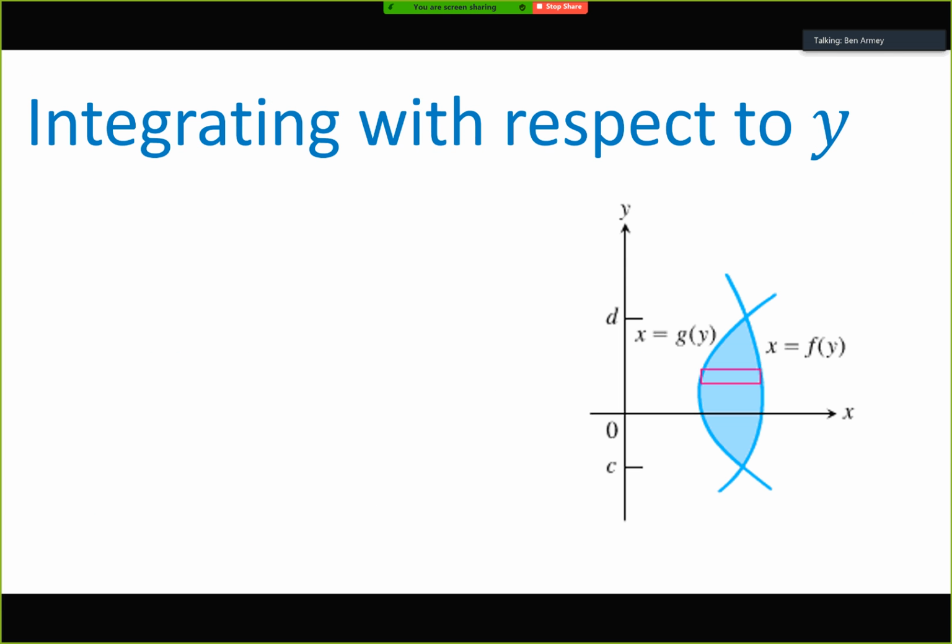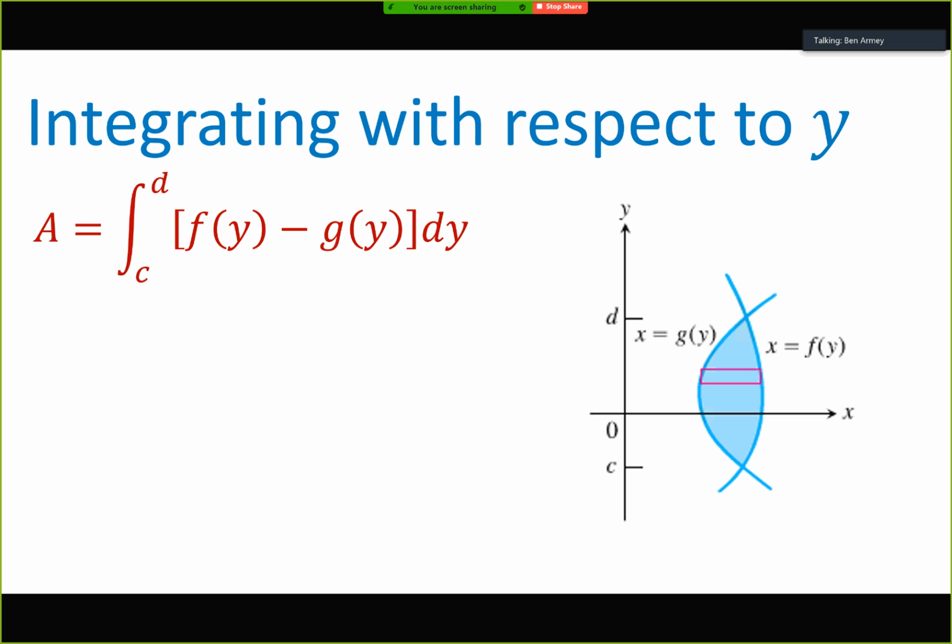If we had a shape like this, we're going to make horizontal rectangles. But look, our functions are now x equals instead of y equals. So we have to create functions as x equals, a function of y, so x equals some g(y) or x equals some f(y). Again, we're adjusting our thinking, rotating it to now go left to the y-axis rather than down to the x-axis. We're going left to the y.